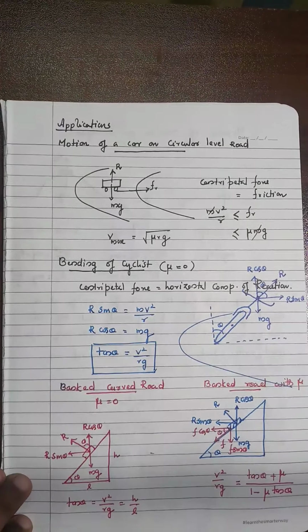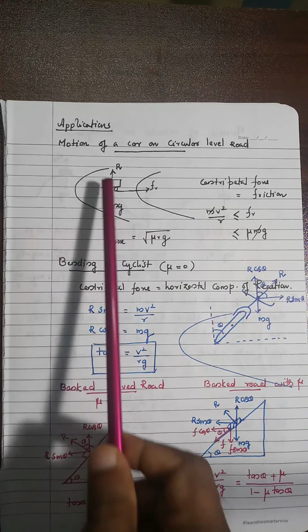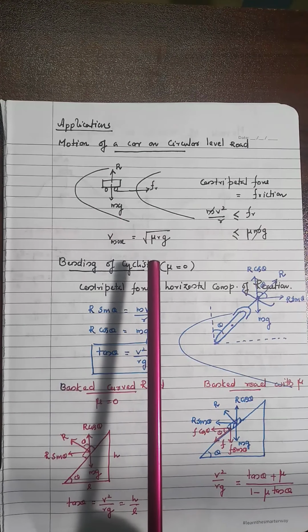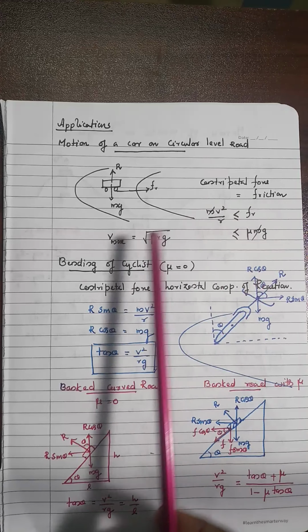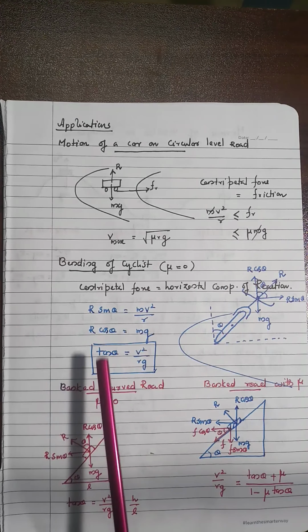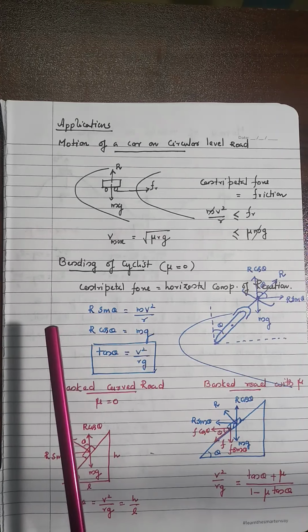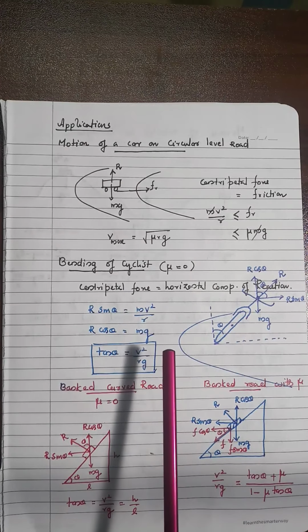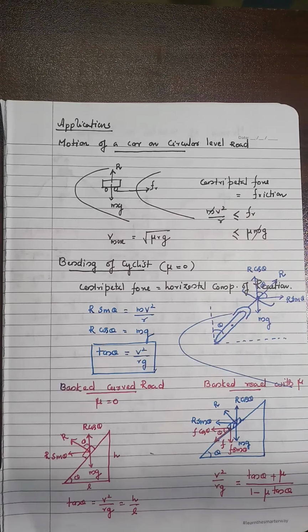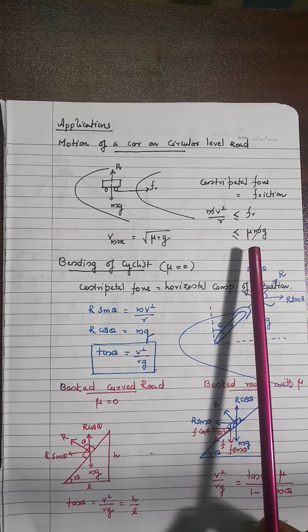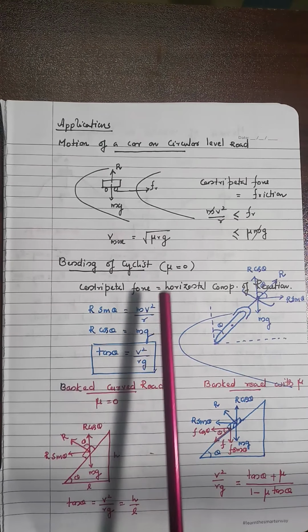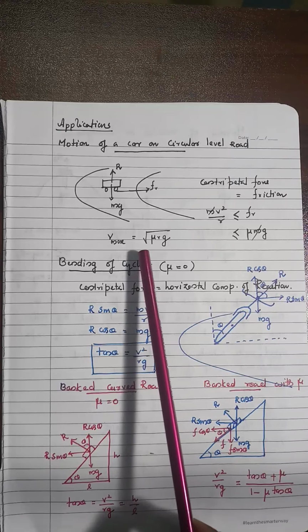There are a lot of applications of circular motion. Here, for the motion of a car on a circular level road, the centripetal force is given by the frictional force. The vehicle will cover the circular motion only if the centripetal force is less than or equal to the frictional force. You know the value of friction there is mu mg, and hence we can easily find the maximum speed with which the vehicle moves, that is root of mu r g.